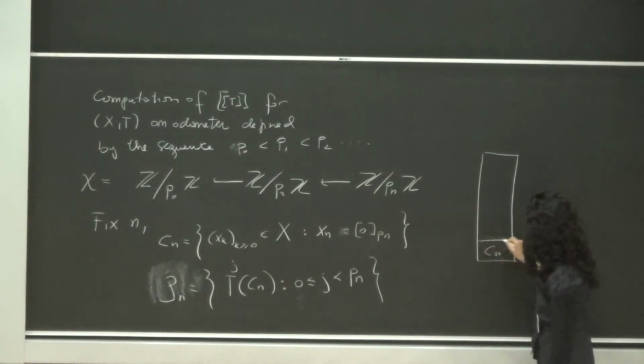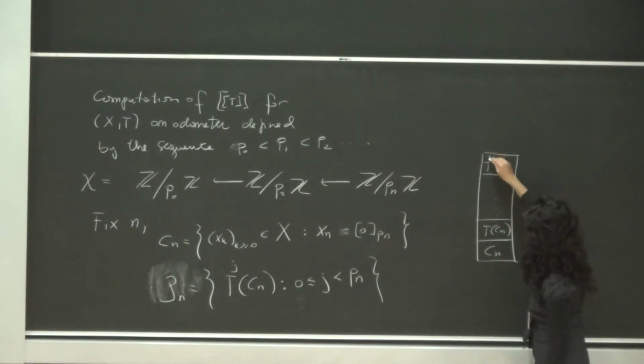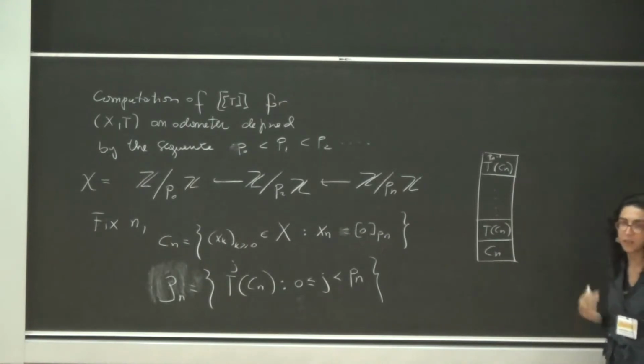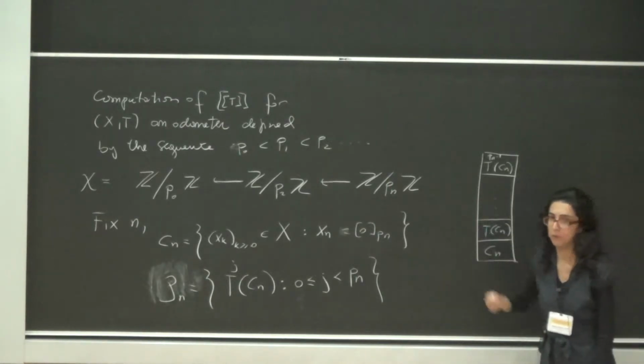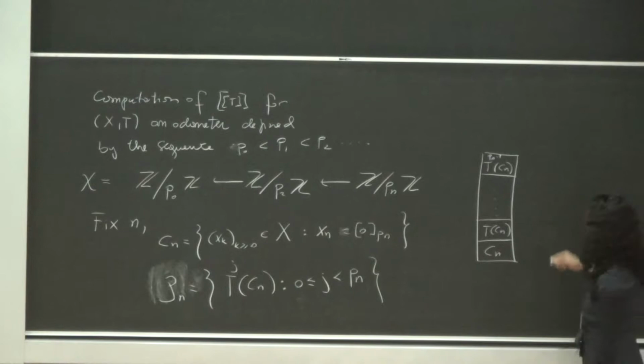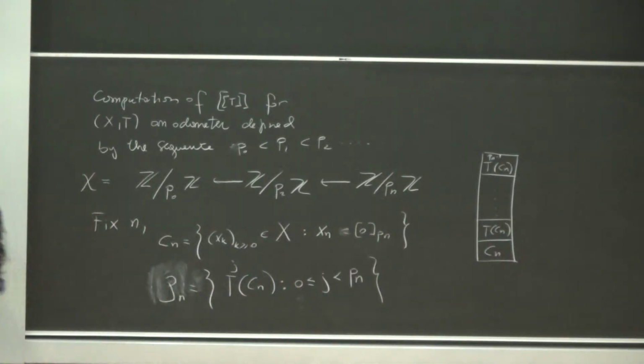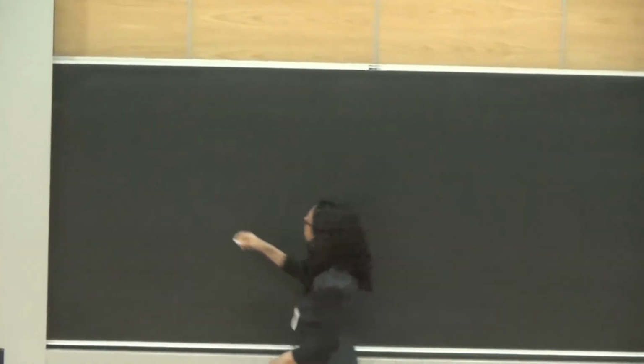So this is like this. This is the only tower of the partition Pn. So what happens if I take an element of the topological full group? Suppose that we take an element of the topological full group.